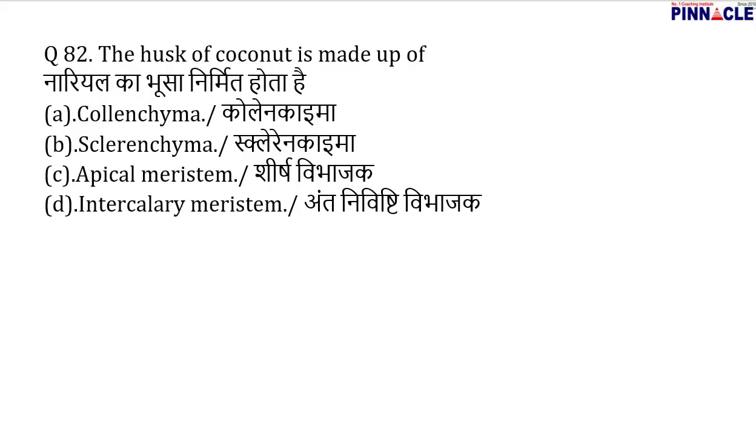Moving to question number 82, we have, the husk of coconut is made up of what? We all have seen coconut, and we know that it has a husk, and that husk is made up of sclerenchyma. What is sclerenchyma? It is a type of tissue, and it makes plants hard and stiff. It is generally present in the stem, in the veins of leaves, and many other portions. So question number 82, B, that is sclerenchyma, is the correct option.